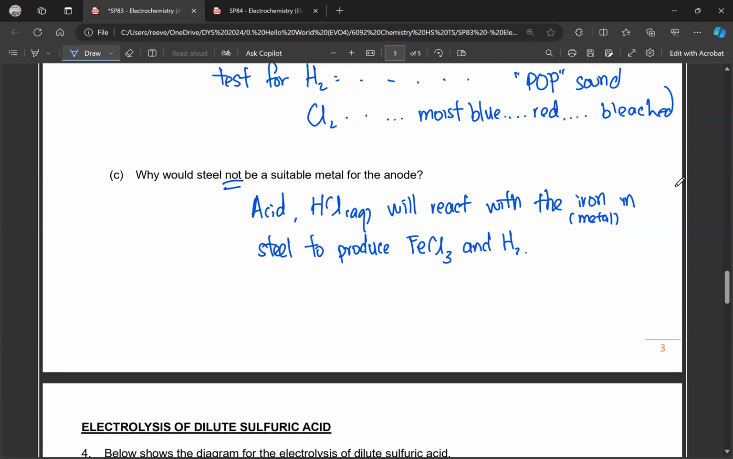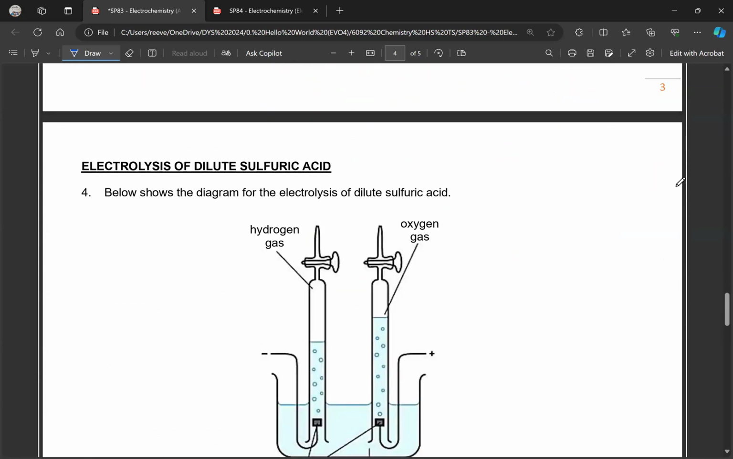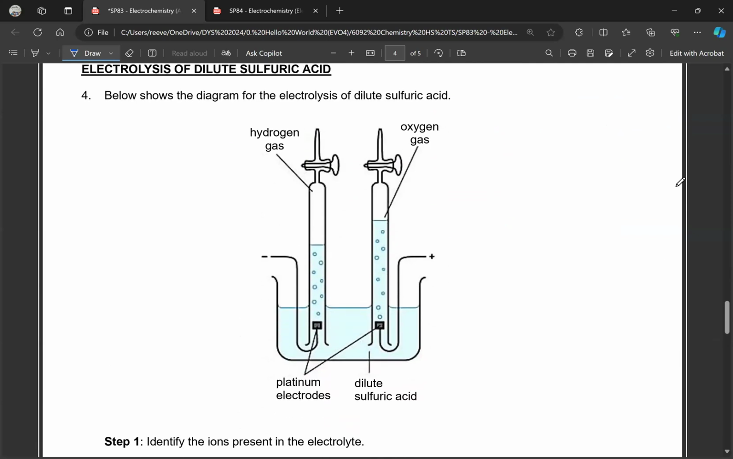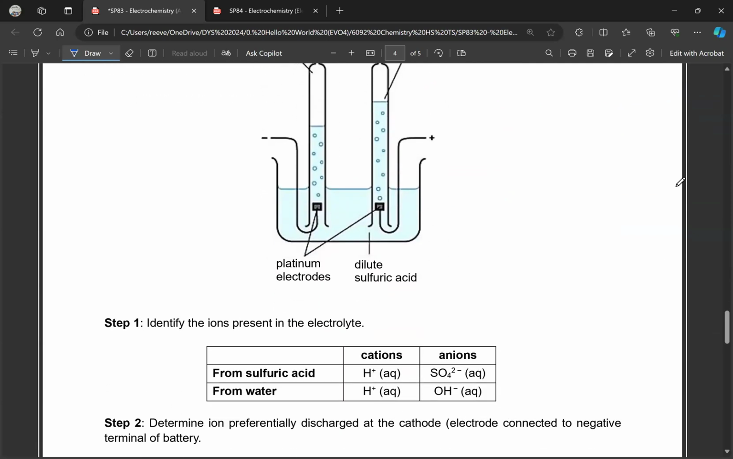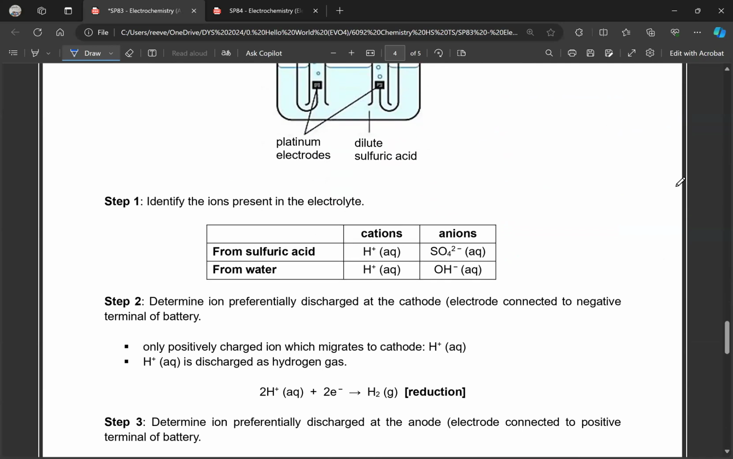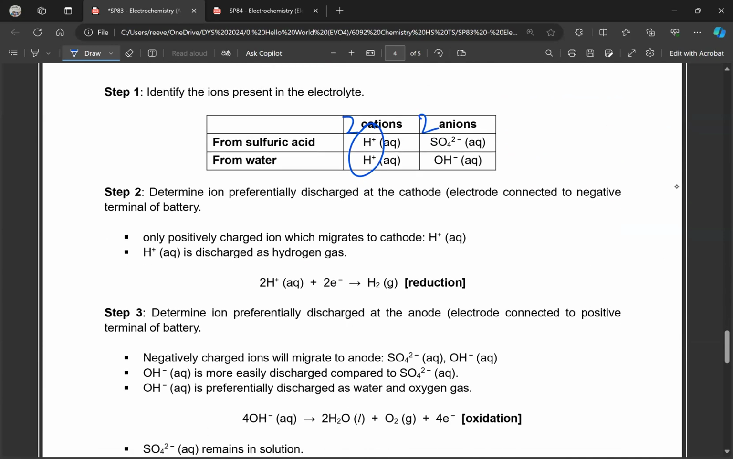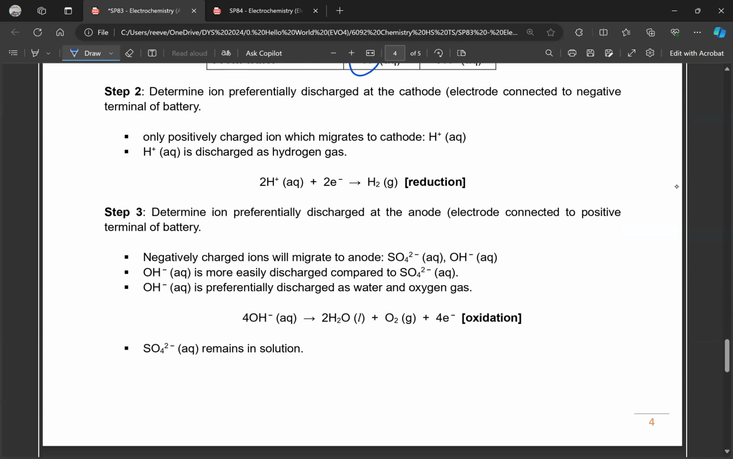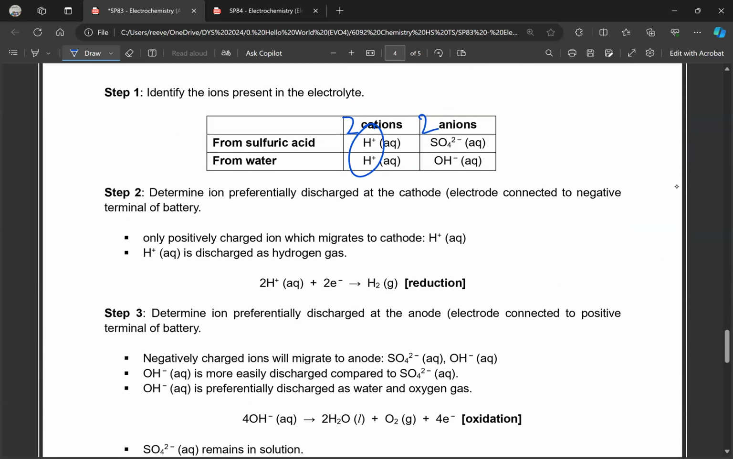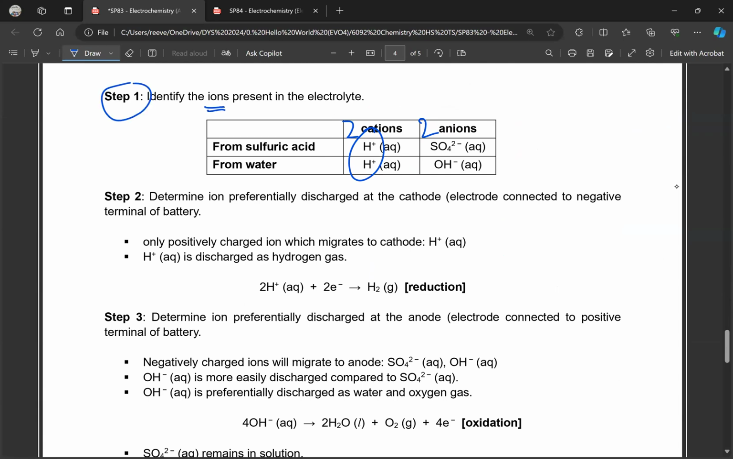Okay, next one, sulfuric acid. Just now it was hydrochloric acid, so now it's sulfuric acid. Everything is the same story. You have two cations, I have two anions. You know why. This is the common one, H plus. Okay, so basically step one is to identify the ions present. So just list down what are the ions present.